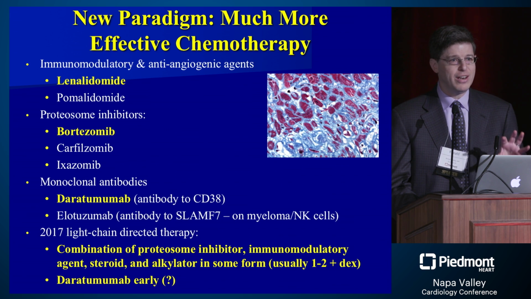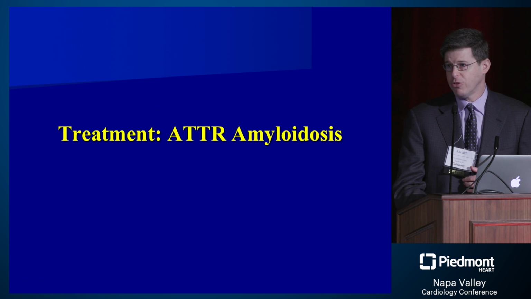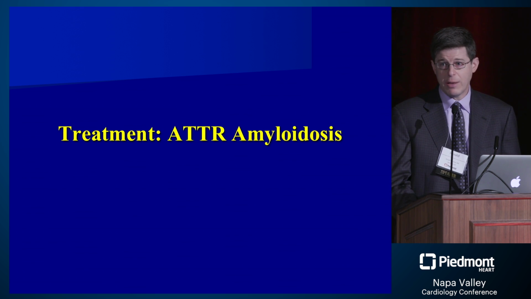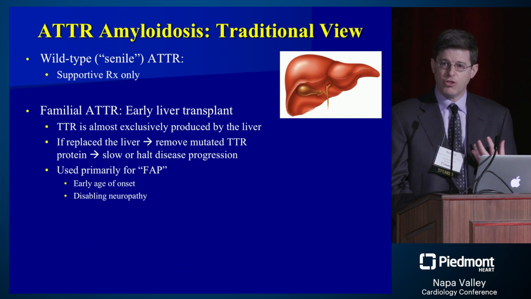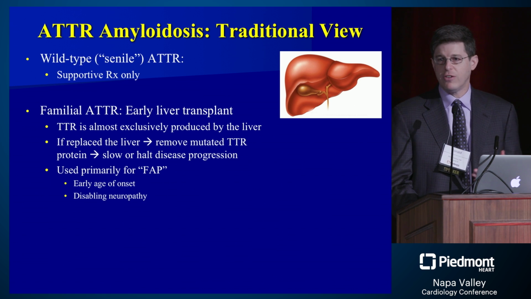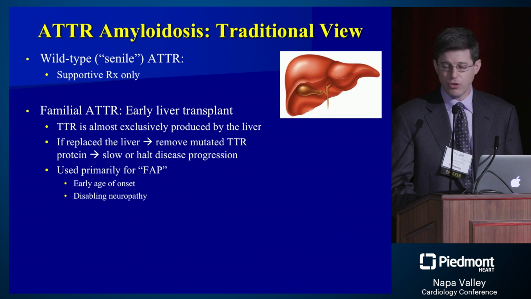So the main point is that now with this disease, prognosis has gotten much better because the chemotherapy options have gotten so much better. I'll just say a few words about transthyretin amyloid, because there's a lot of excitement about treatment options here. So the traditional view was that if you had the wild type form of the disease, you just had to give supportive treatment.